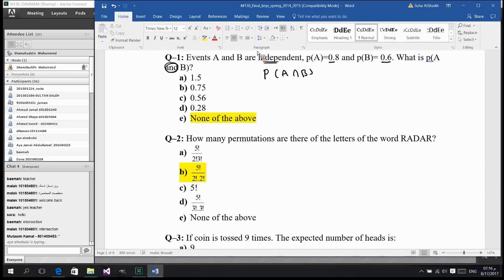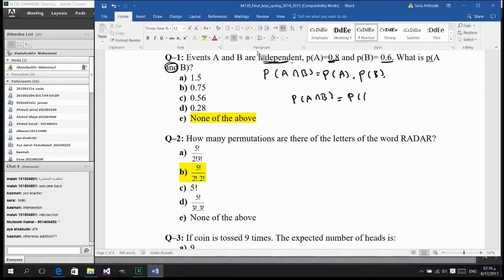And notice they say they are independent. If they are independent, directly I can write this as the probability of A multiplied by the probability of B. In general, no, but in this case we can, since they told me they are independent. So just multiply 0.8 في 0.6 and you will get the result. You will see that the result is none of the things that we have here. So the answer is none. بالضبط.